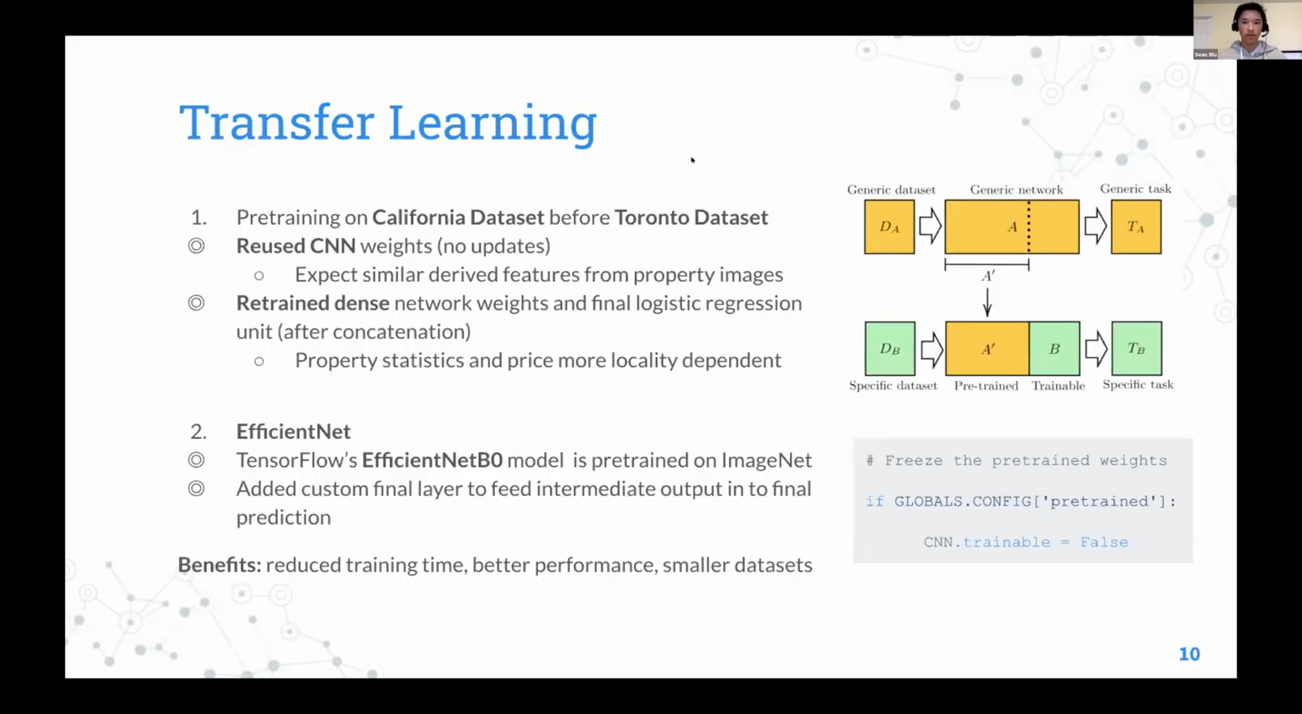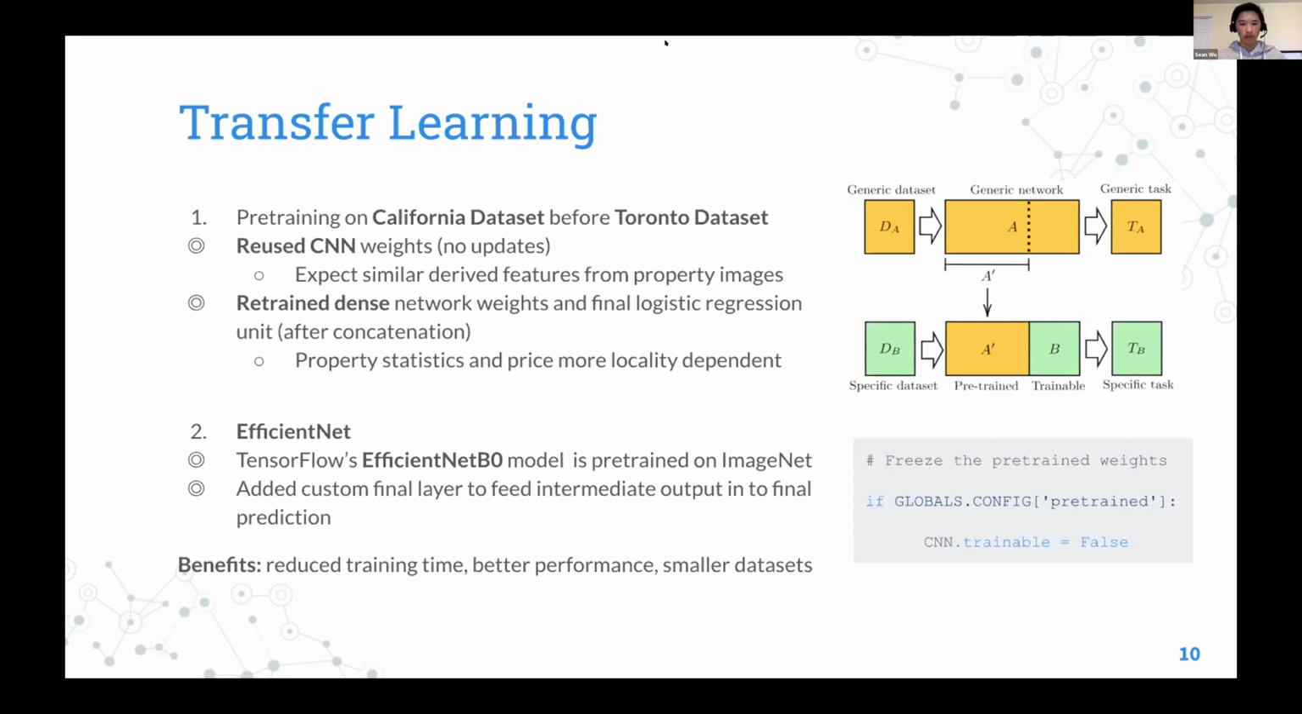So transfer learning was a key focus of our project, and we use it in two ways. Firstly, we pre-trained on the larger California dataset before training our final model on the Toronto dataset. And then secondly, we used EfficientNet as our CNN model. So for transfer learning, it involves taking your generic network and then separating it into a pre-trained component and a trainable component. For us, we decided to reuse the CNN weights from the California dataset in our final model.